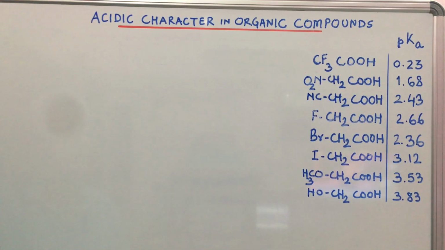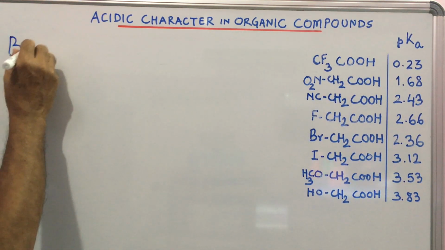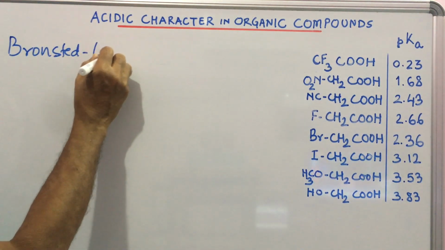We start today a new series of videos in which we will describe acidic and basic character in organic compounds. Acids and bases can be distinguished by two concepts: Bronsted-Lowry concept.